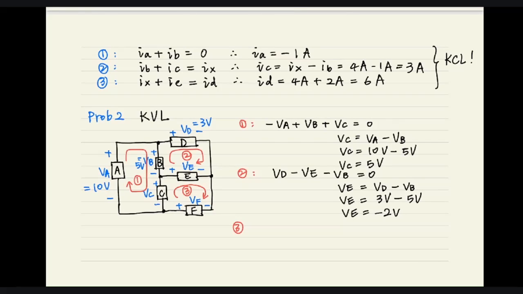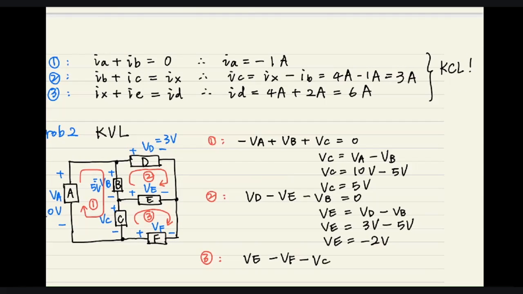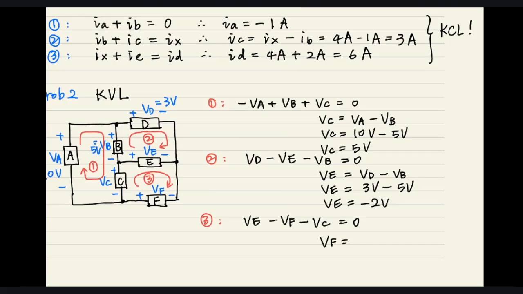Let's take a look at loop 3 going through C, E, F. Plus VE minus VF, because the current is flowing in the negative reference, and then minus VC equals 0. So we know that VF equals VE minus VC. VF equals minus 2 volts minus 5 volts. VF equals minus 7 volts.